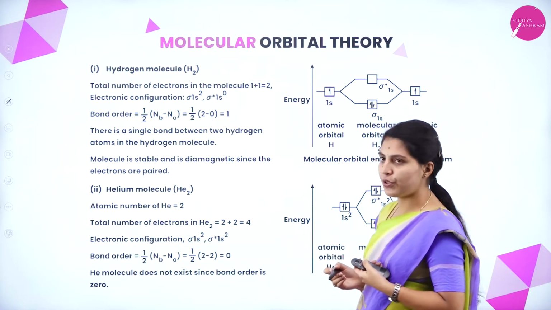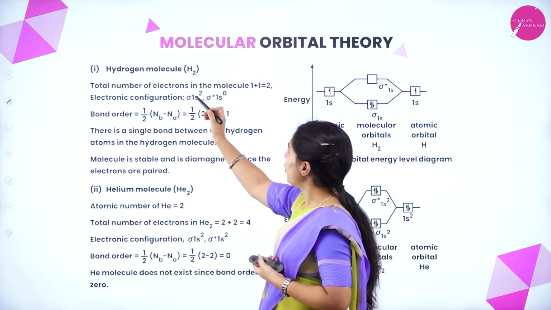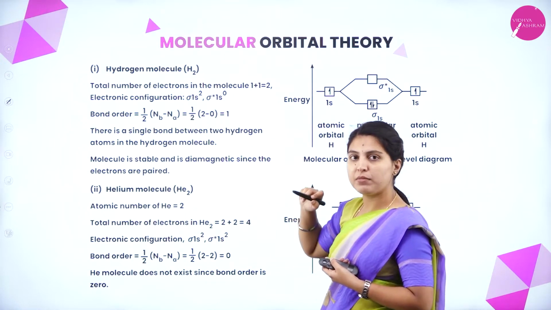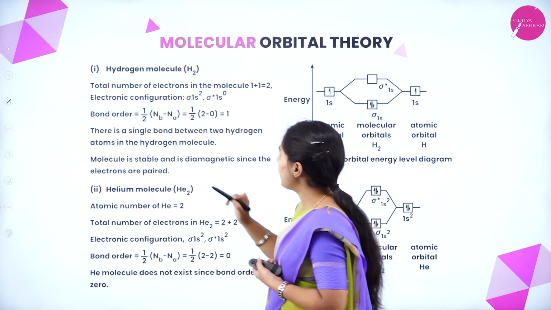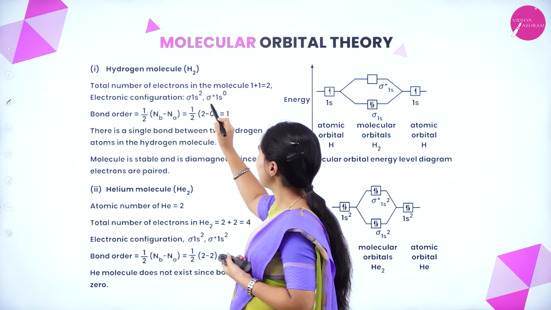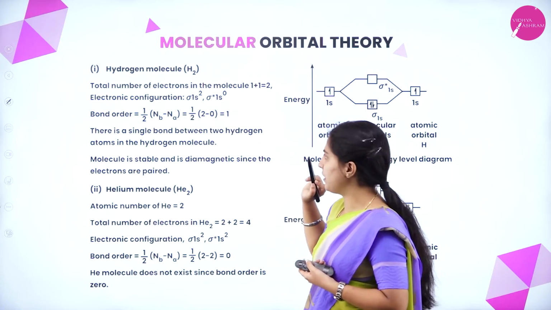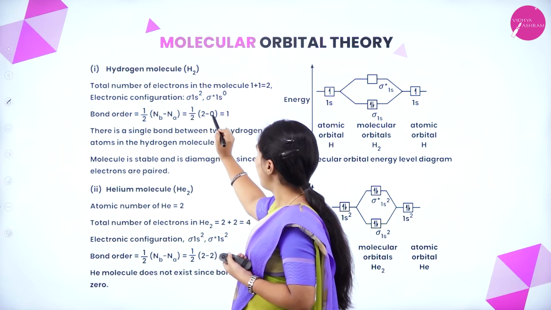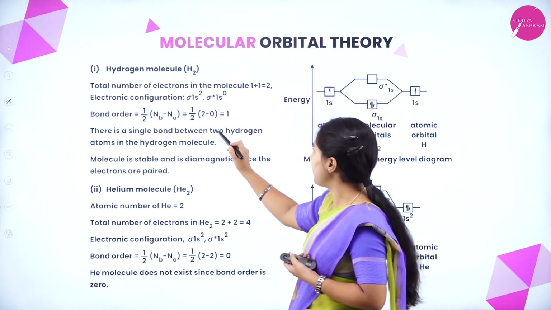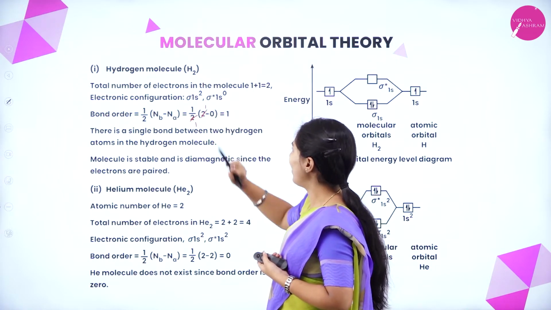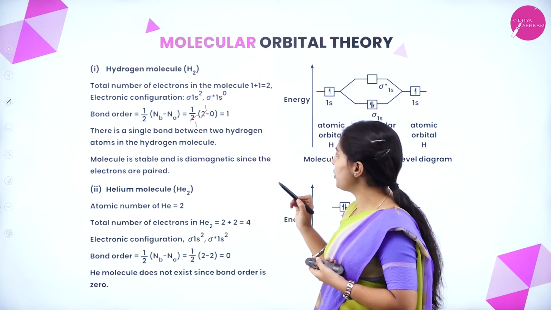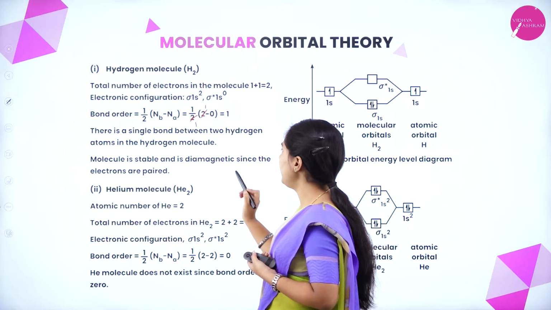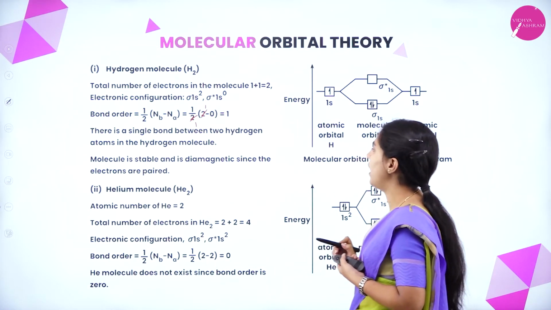We will see now the hydrogen molecule, H2. Total number of electrons in the molecule is 2, because two atoms are present. The electronic configuration is sigma 1s2, sigma star with no electrons. So bond order is half into Nb minus Na, bonding 2, anti-bonding 0, which gives 1. There is a single bond between the two hydrogen atoms in a hydrogen molecule. The molecule is stable and diamagnetic since all the electrons are paired.